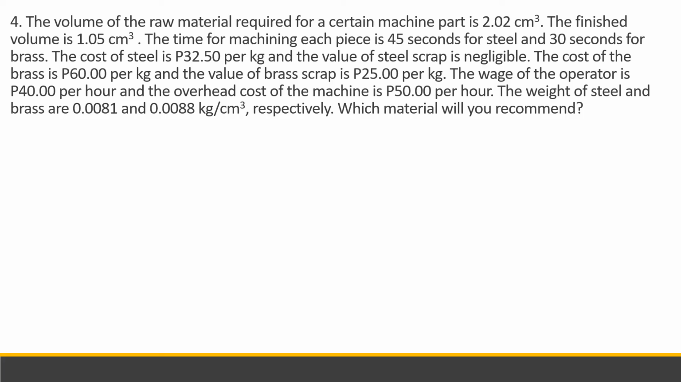So the wage of the operator is 40 pesos per hour and the overhead cost of the machine is 50 pesos per hour. The weight of steel and brass are 0.0081 and 0.0088 kilogram per cubic centimeter respectively. Which material will you recommend? So the problem here is which of the materials, steel and brass, will give you a larger saving in creating the certain machine part.